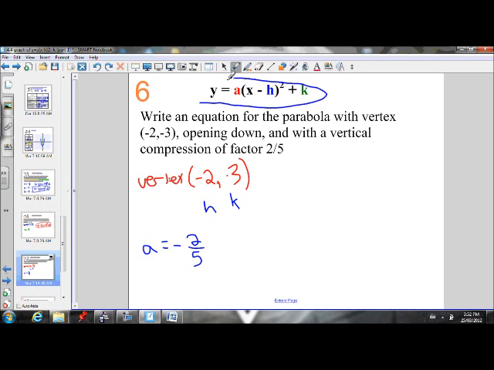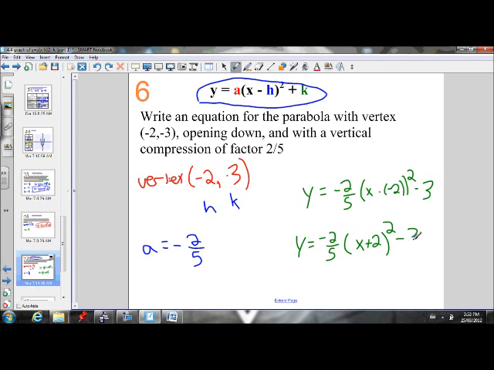Sub all of that in to our vertex form of the equation of the parabola, and we get the answer, y equals -2/5 (x minus -2) squared minus 3. Okay, if we simplify that, get y equals -2/5 (x plus 2) squared minus 3.